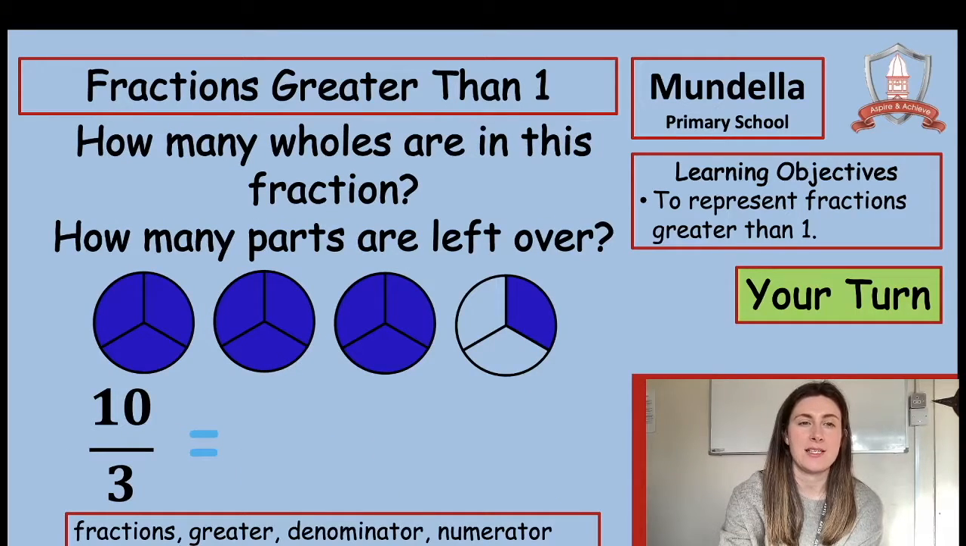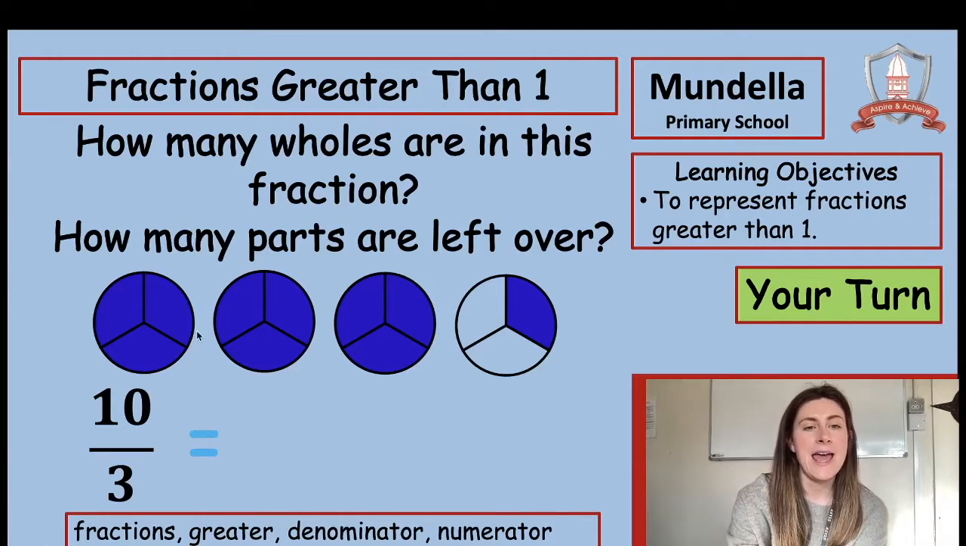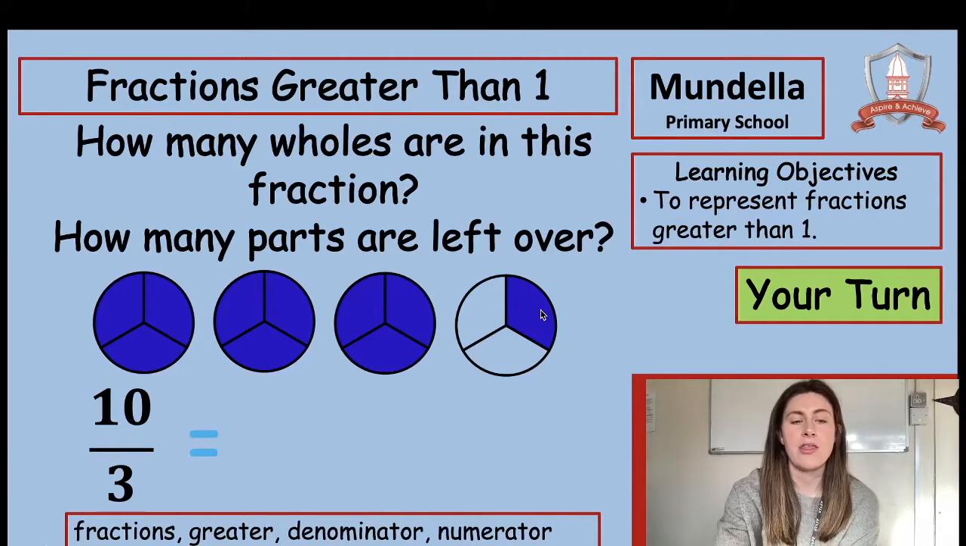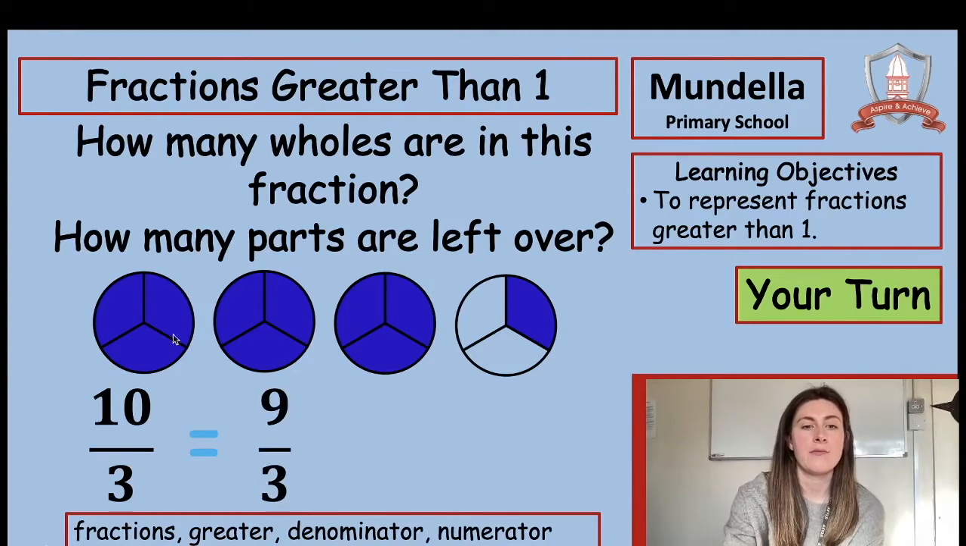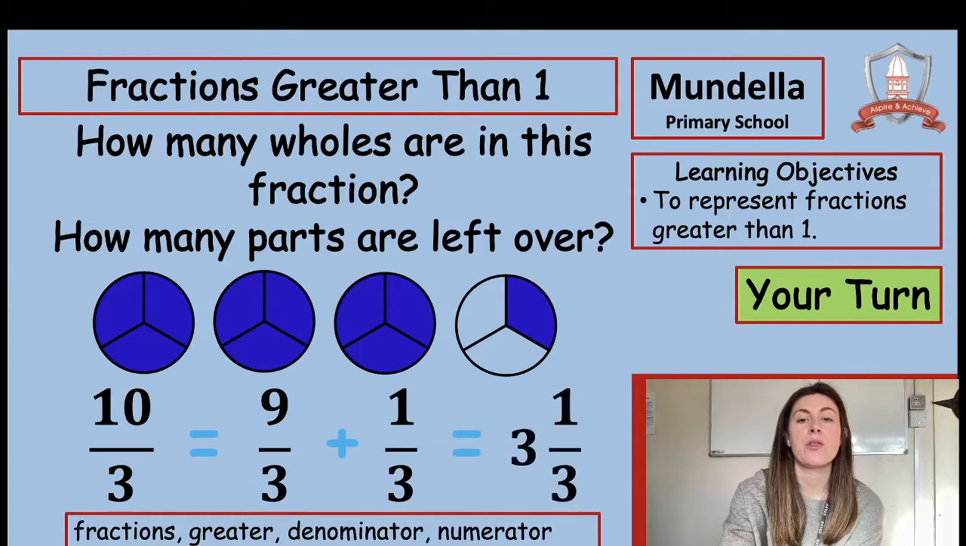Let's have a go at this one. So how many wholes in this fraction, how many parts are left over? So I've got 10 thirds in total, 3, 6, 9, 10. I've got 10 thirds, so that's 9 thirds here, 3, 6, 9, plus one more third equals 3 wholes and 1 third.